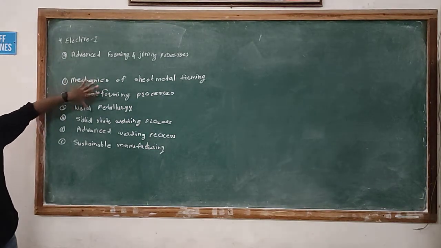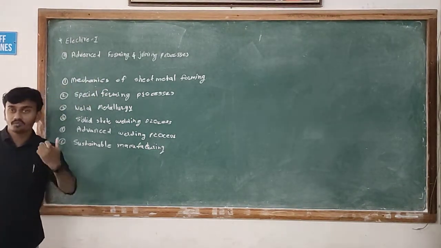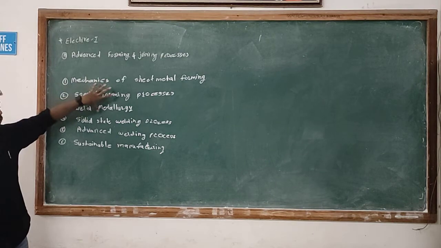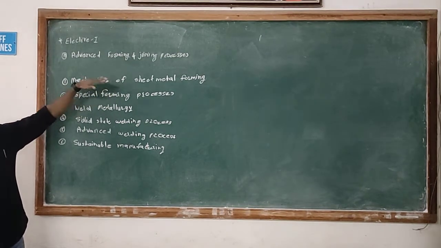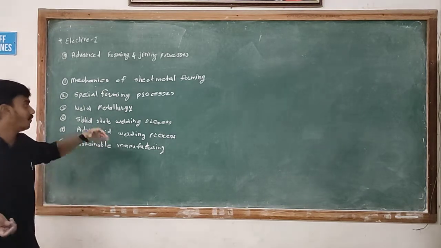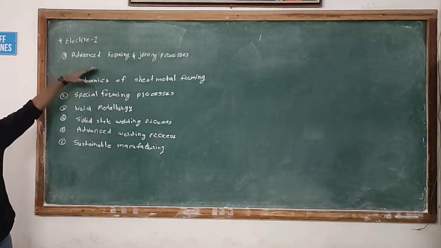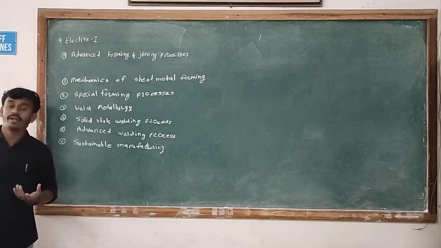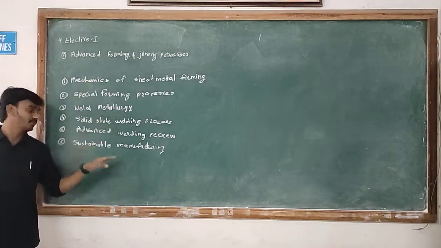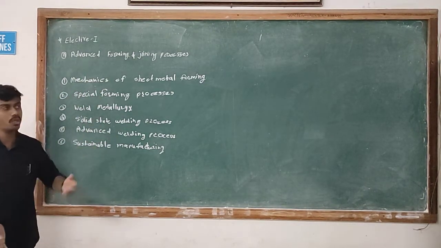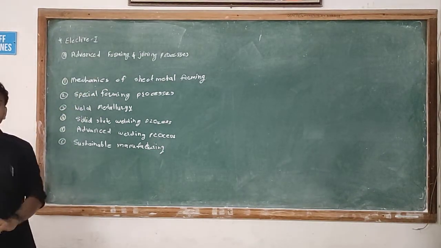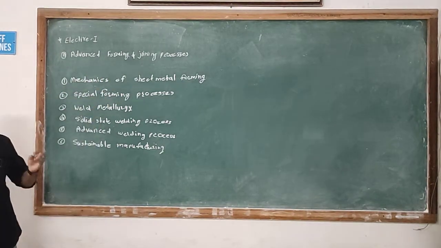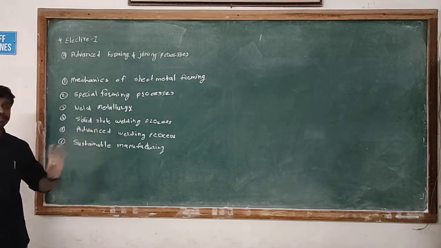There are 6 units, and the first 3 units are for semester 1. The semester 1 exam will be based on these 3 units only. The final end sem exam is of total 70 marks and is based on all 6 units, but the weightage of the first 3 units is less compared to the last 3 units. Overall, the whole syllabus is included in our end sem examination.